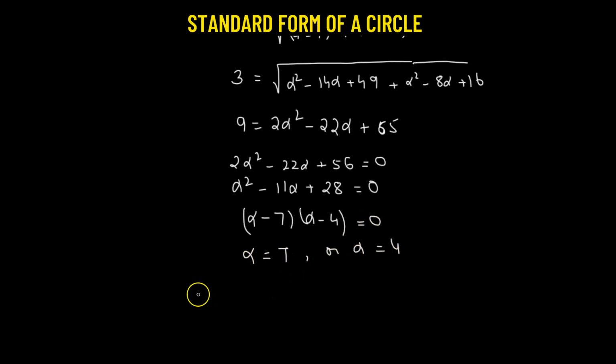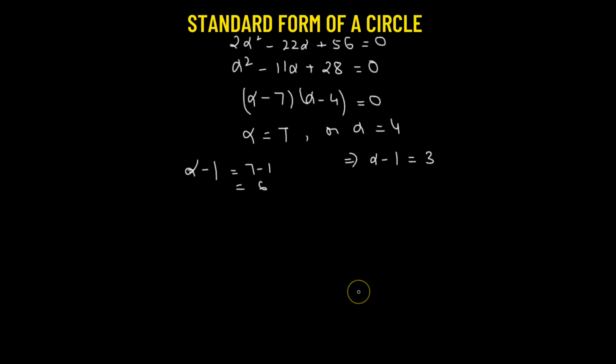Now that we have the value of alpha, we can also find out the value of alpha minus 1, which is the y coordinate of the center. So that's going to be 7 minus 1 equals 6, and if we have alpha equals 4, this implies that alpha minus 1 will be equal to 3. So we have obtained two centers actually. So there are two centers, meaning there are two circles possible.